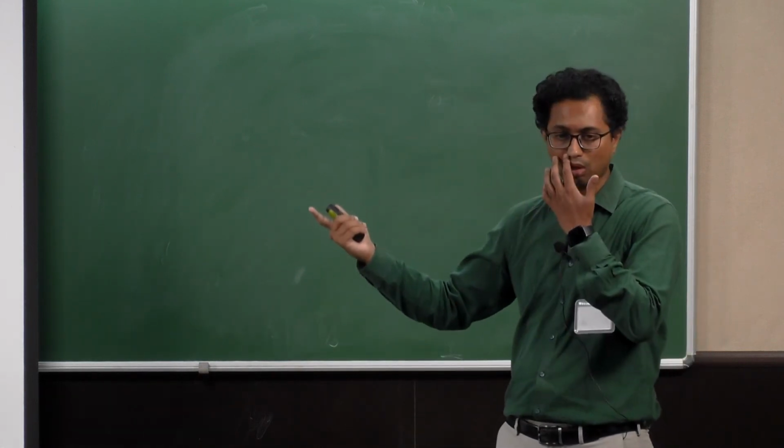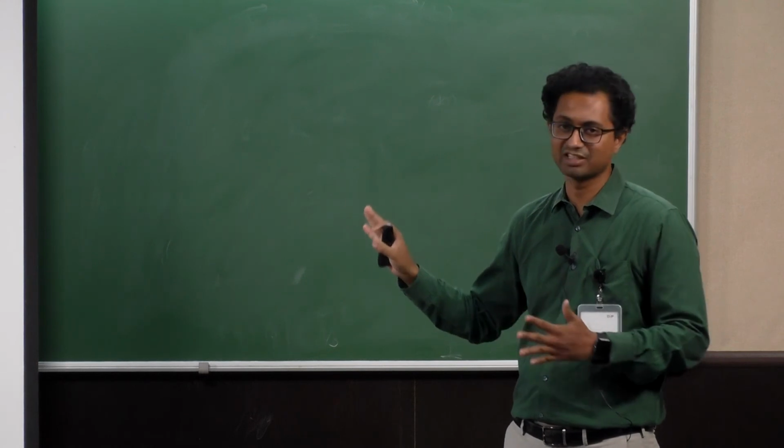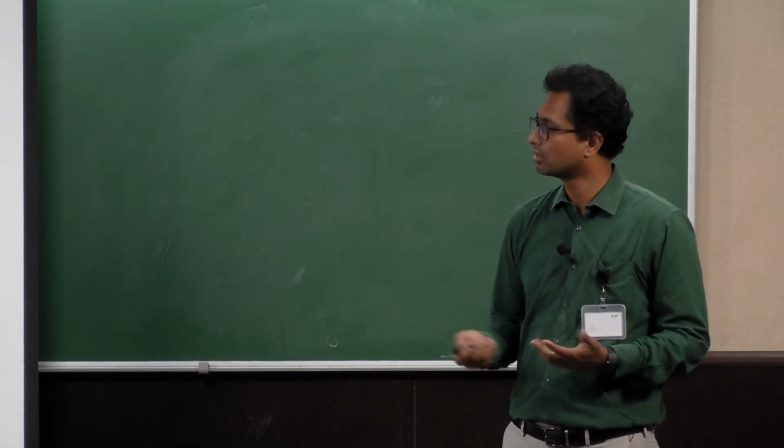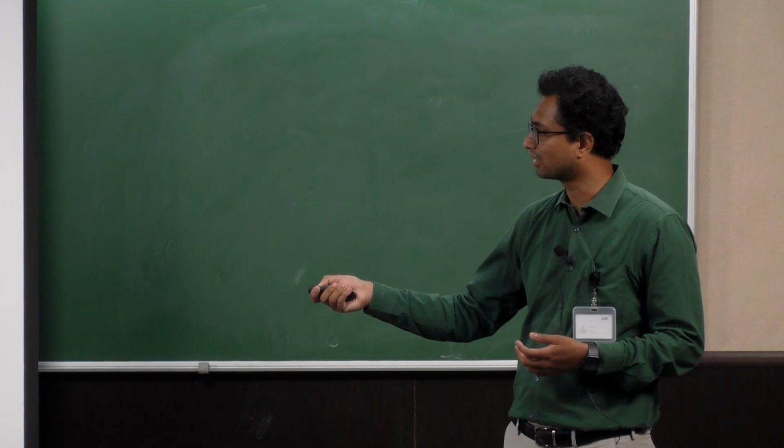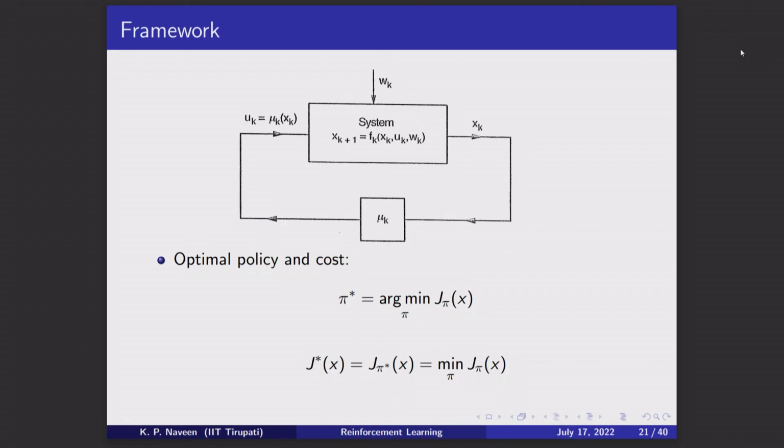You may be able to compute it or not, but at least the definition is there. You may not be able to compute J pi of X for some policies, but still there will be some J pi. Essentially we are asking what is the cost among all such policies.